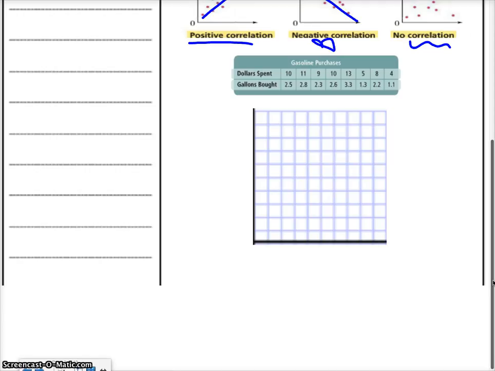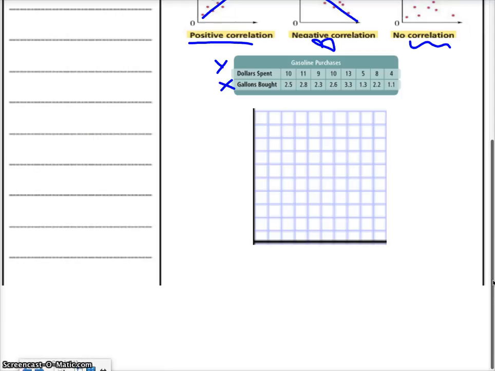Okay, so dollars spent and the gallons you bought. Dollars and gallons. So what do you think is dependent on what? Does my money depend on the gallons, or do my gallons depend on the money? Money depends on the gallons. So then money is the Y, gallons is the X.